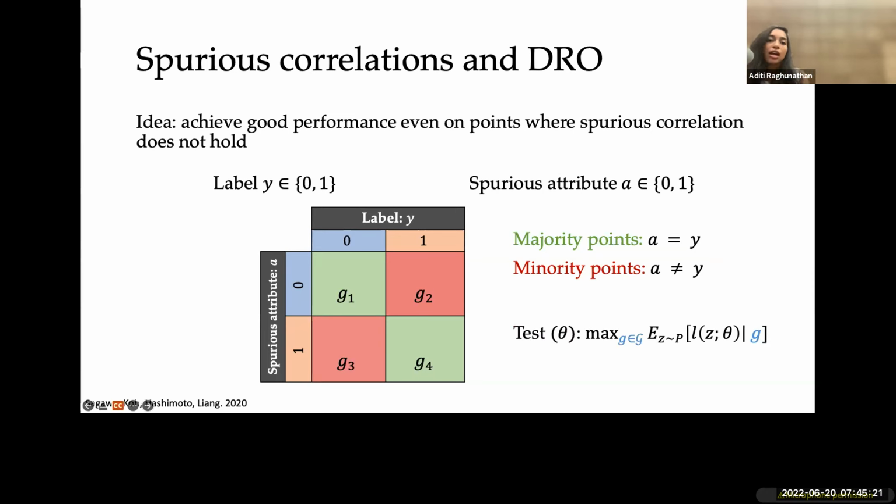And again, the usual group robustness formulation would make sure that we evaluate even on points where the correlation doesn't hold, as a way to check that the model is not relying on something spurious. Because when we deploy, the majority of the points might actually not have this spurious correlation.